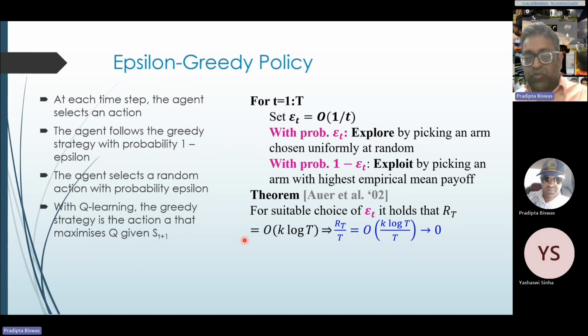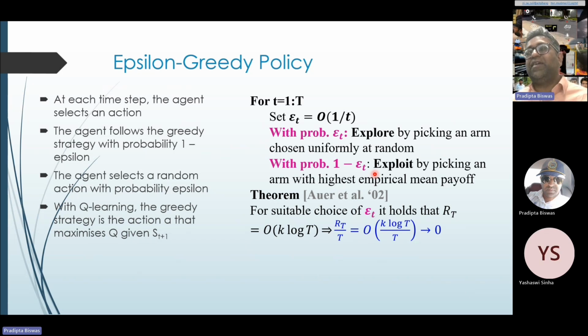So it can be proven that for a suitable choice of epsilon t, so when you are tossing a fair coin, epsilon t will be 0.5, that we have a time complexity of k log t, where k is the number of arms and log t is the number of rounds. And with probability epsilon t we are exploring, and with 1 minus epsilon t we are exploiting.